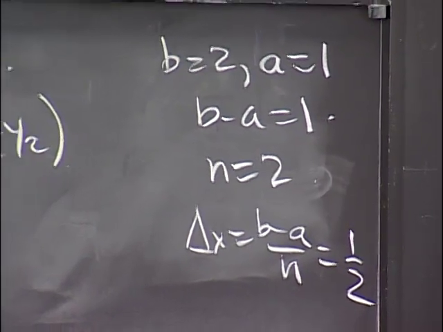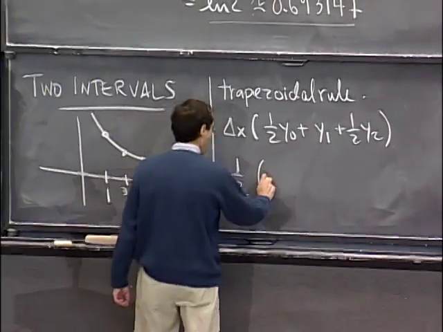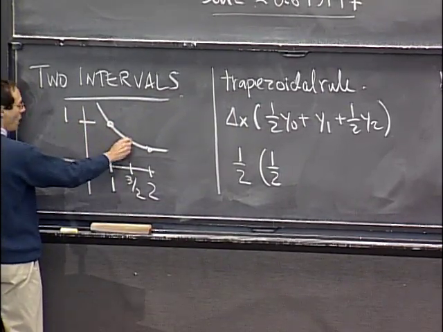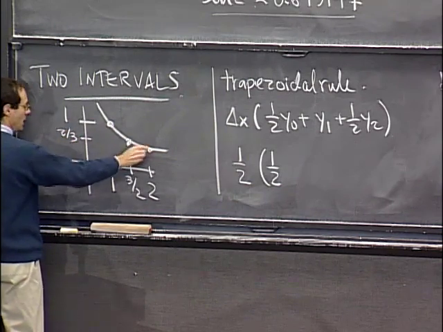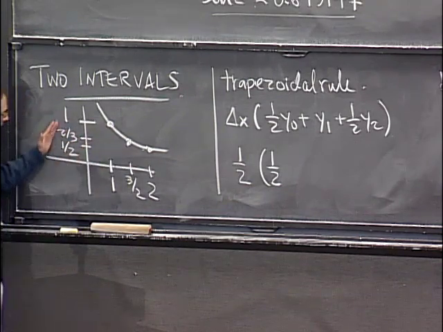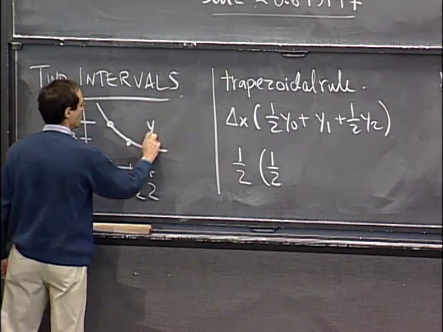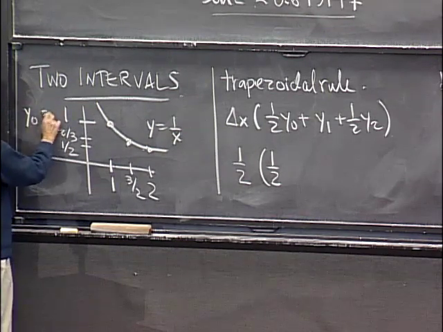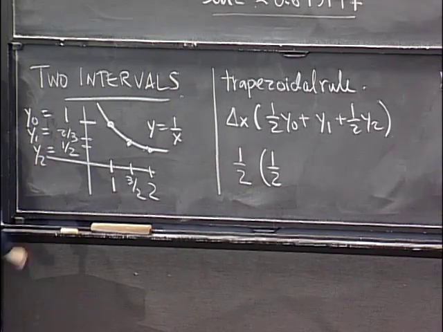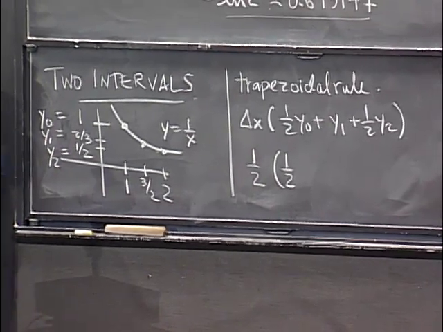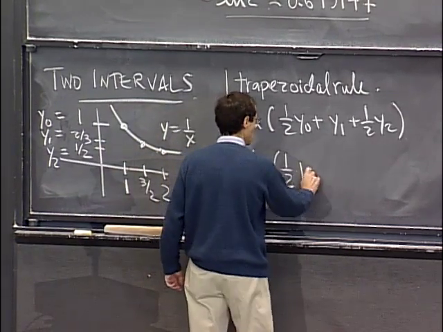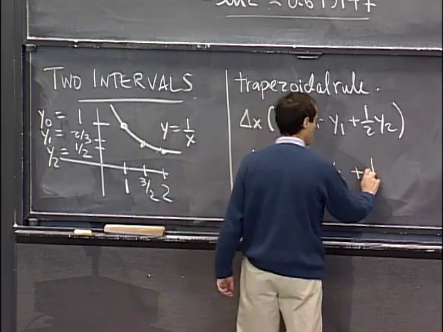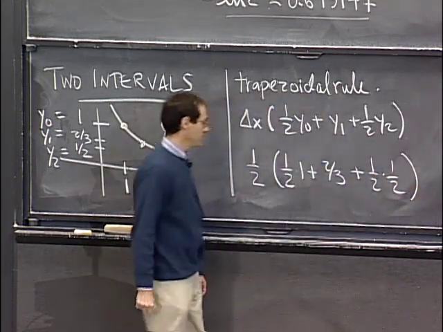So here's what we get. Let's just see what this number is. Let's check what these values are. This value is 1. This value over here is 2/3. And the last value is 1/2. Because the function, of course, was y equals 1 over x. And those were the three values that we have. So y0, this one is y0, this one is y1, and this one is y2. Now, here we have 1/2 times 1 plus 2/3 plus 1/2 times 1/2.